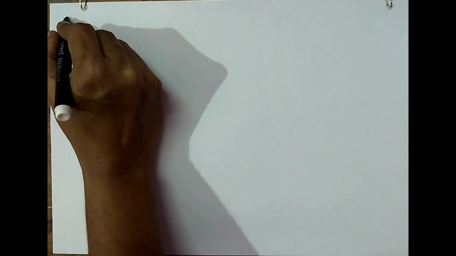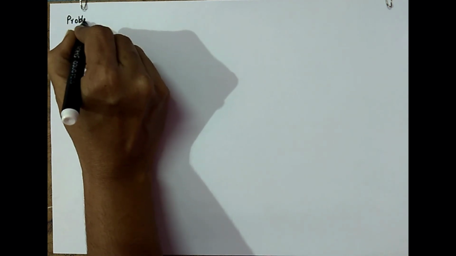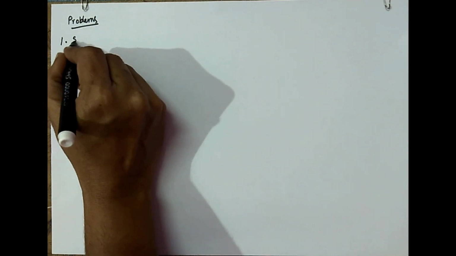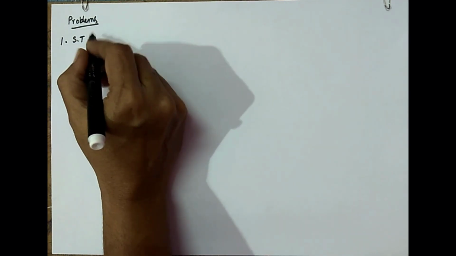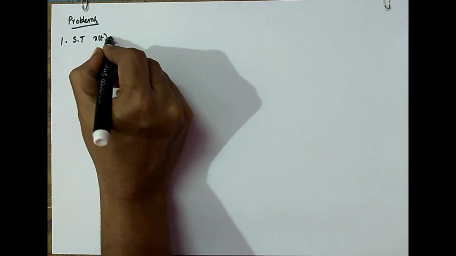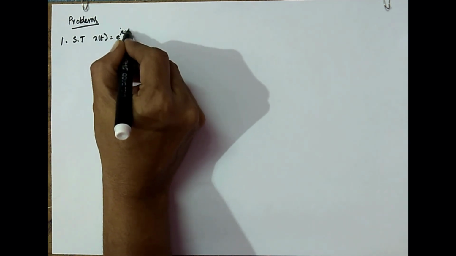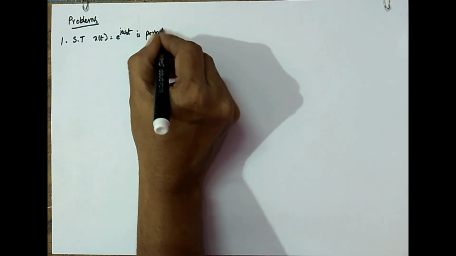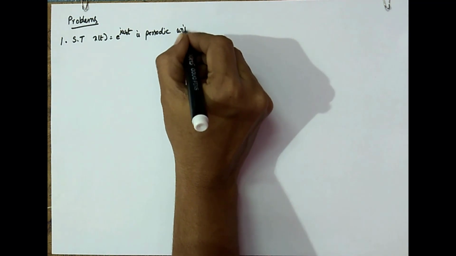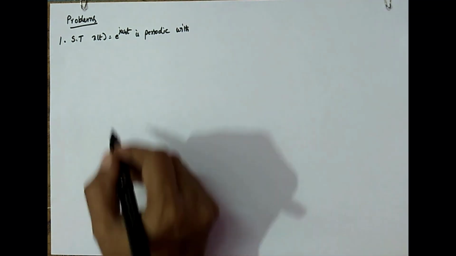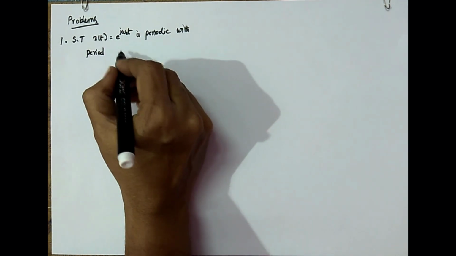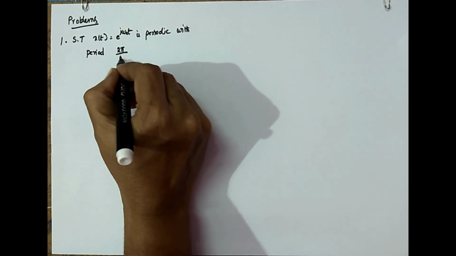I'll show some problems on periodic and aperiodic signals. As a first problem, show that the signal x of t equal to e power j omega naught t is periodic with the period two pi by omega naught.